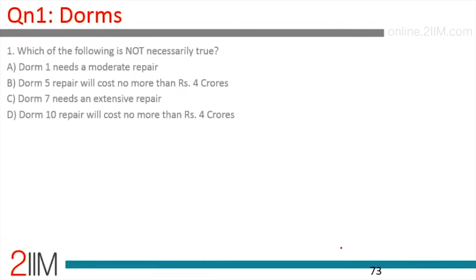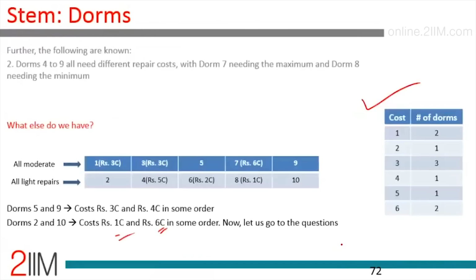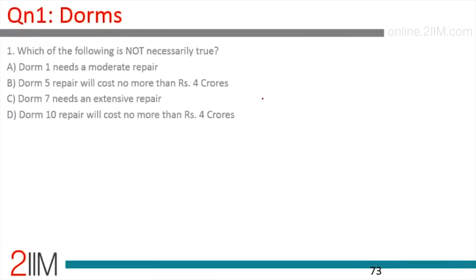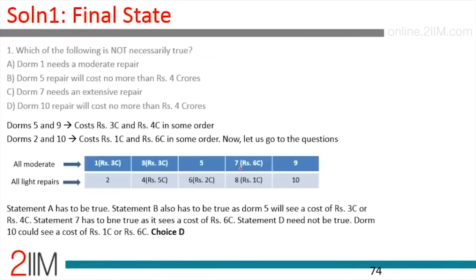Which of the following is not necessarily true? DOM 1 needs moderate repair. That is true. DOM 1 needs 3 crore moderate repair. That is true. DOM 5 repair will cost no more than 4 crores. DOM 5 should be either 3 crores or 4 crores, one of the two. We know that. It will cost no more than 4 crores. That is also true. DOM 7 needs extensive repair. True. That's a giveaway. We know it costs 6 crores straight away.